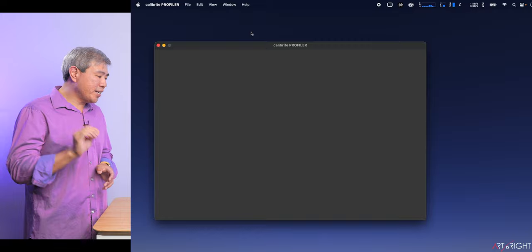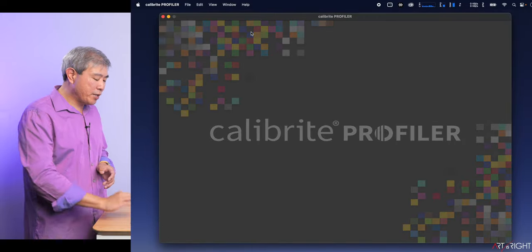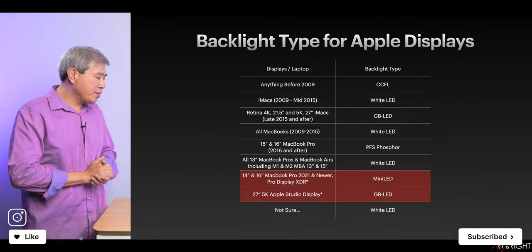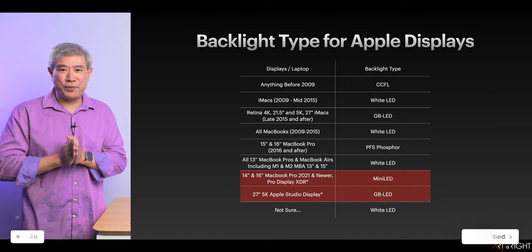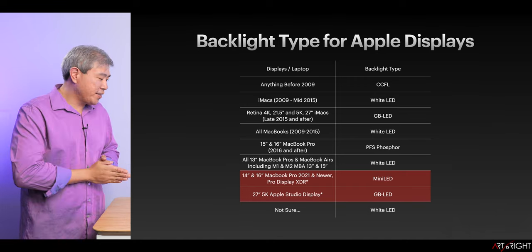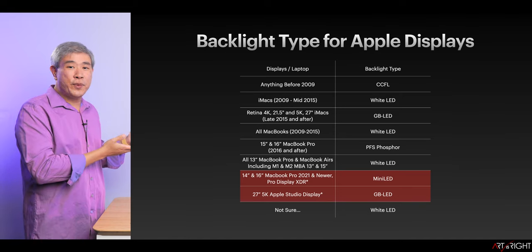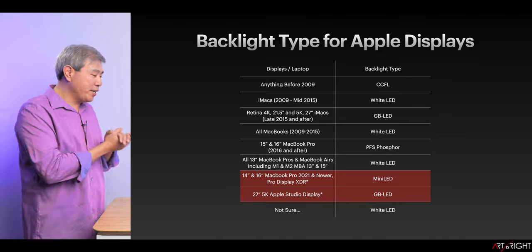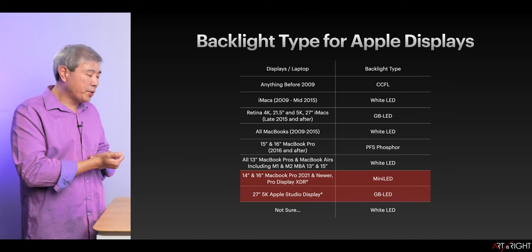Now, there's one setting that we need to change in Calibrite Profiler, and this is where it's going to be crucial. So I'm going to share this information with you now. It is the backlight type for the different types of Apple displays that are out there, and there is a long list of them, as you can see. Now, you can try to match the display. This is where knowing the computer you have and the year that it was released is important, because you have to match the backlight type accordingly.